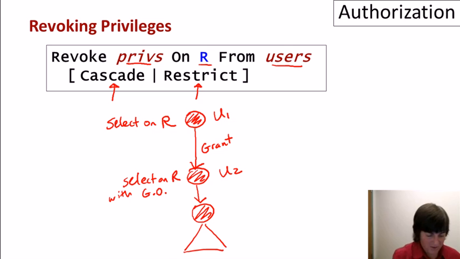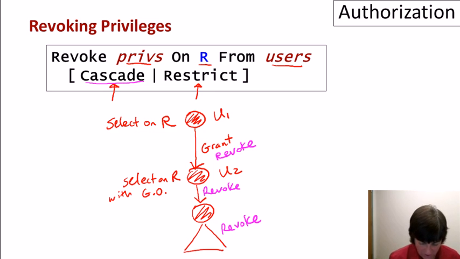Now let's suppose that user U1 decides to revoke the privilege that was granted to user U2. So what Cascade says is that if there's a revocation of that form, then it will cascade down the tree. So if U2 further granted privileges, then those would be revoked, and so would any privileges down below. So this entire subtree is effectively removed, all of those privileges.